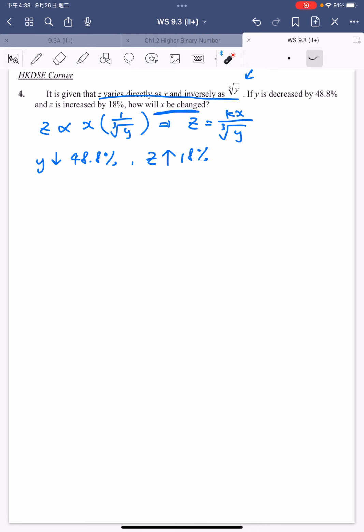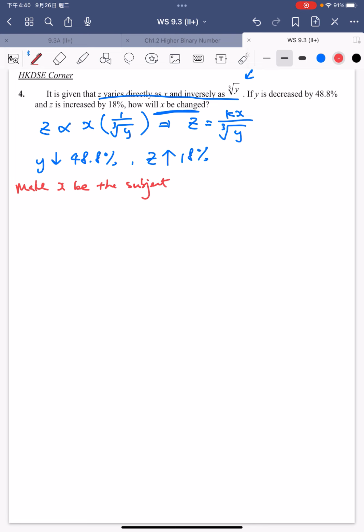Originally we got a relationship starting from Z, right? But now we want to find out the percentage change of X, which means we need to change our subject to be X. So that's similar to our question 3. So try to make X the subject.